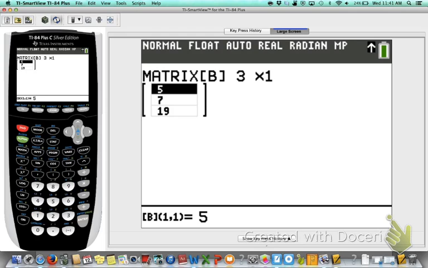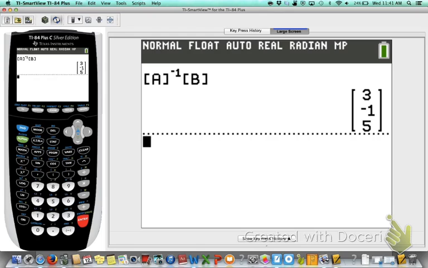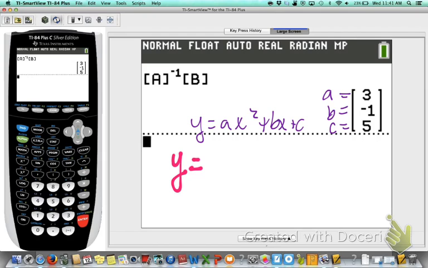So now we then just do our A inverse B, which gives us that. So that tells us that this stands for our answer matrix. So that's A is 3, B is negative 1, and C is 5. So since our equation was y equals ax squared plus bx plus c, we now know that the actual equation is y equals, a is 3, so 3x squared plus b is negative 1, so let's just write minus 1x plus 5.